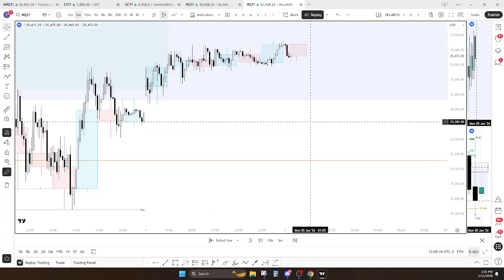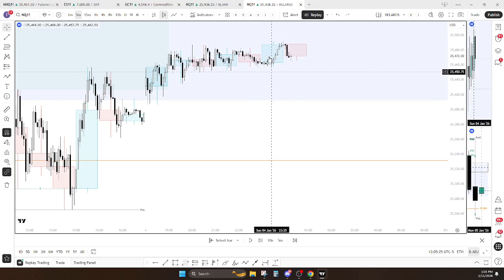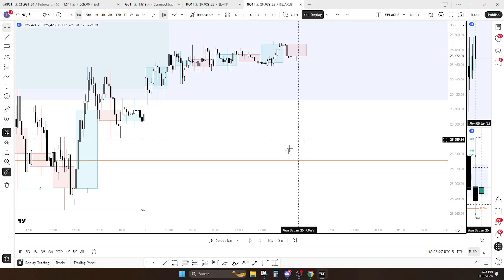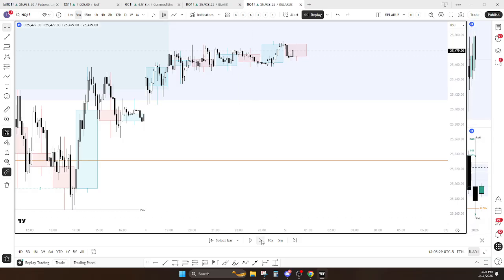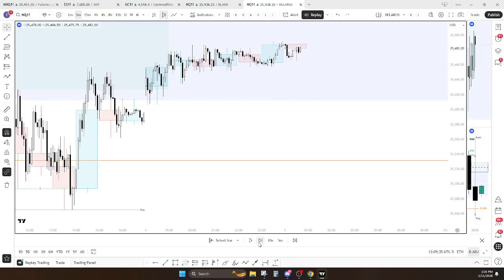Okay, so we have a bullish close here, finally, a decent bullish close. We're moving into 11 a.m. or 11 p.m. here. And we wouldn't have the CISD until we get down here. We're trading higher at the moment.